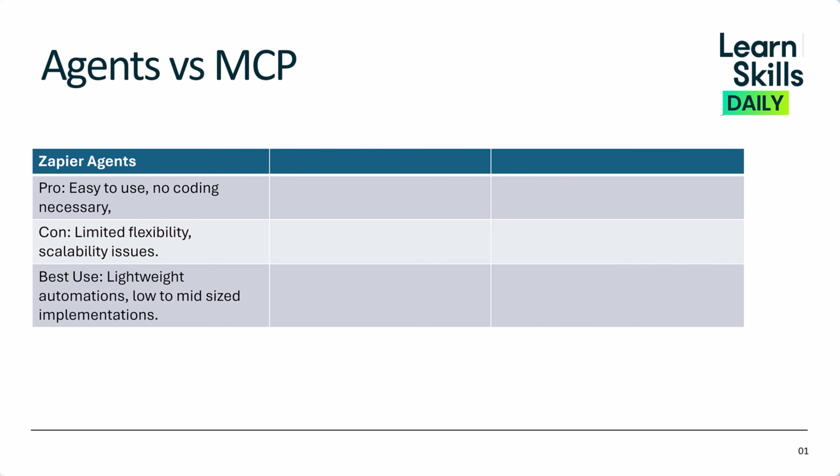The con of those is that there is some limited flexibility and some scalability issues. The larger you scale, the less flexible Zaps can be. Even though they are incredibly powerful, you do run into some scalability issues. The best use case for them are lightweight automations in low to mid-size implementations. Again, that's not limiting the power of Zaps because they are incredibly powerful, but the scalability becomes an issue when you're dealing with large amounts of data in a large integration.